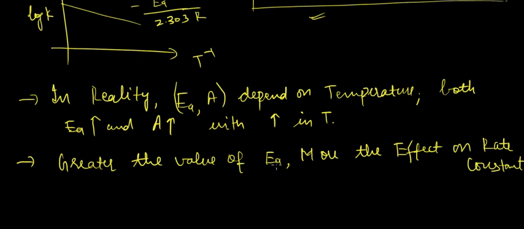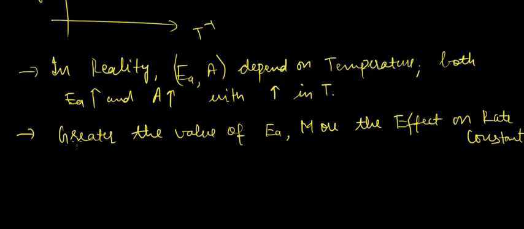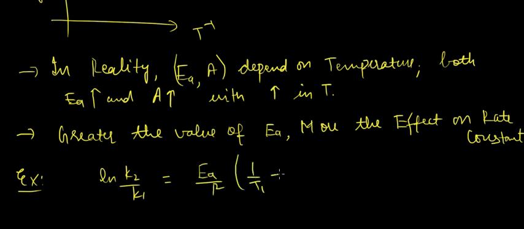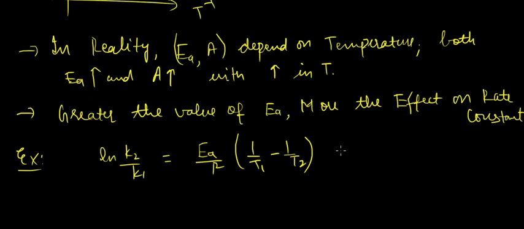Next let us see an example wherein we already know that ln k2 upon k1 would be equal to Ea upon R, 1 upon T1 minus 1 upon T2. It can also be ln k1 upon k2 equal to Ea upon R, 1 upon T2 minus 1 upon T1, whatever may be the case. You just have to shift the minus sign to either side of the equation.